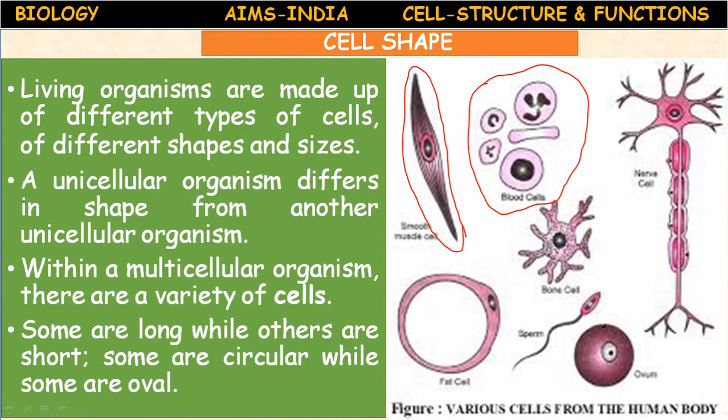Next, reproductive cells or gametes. If you take the ovum, it is oval in shape, large in size. It is also a single cell.